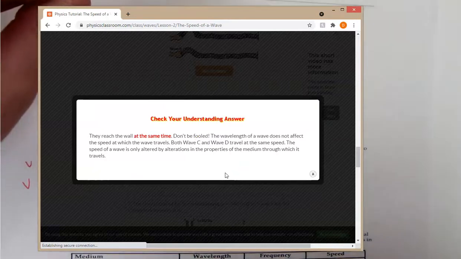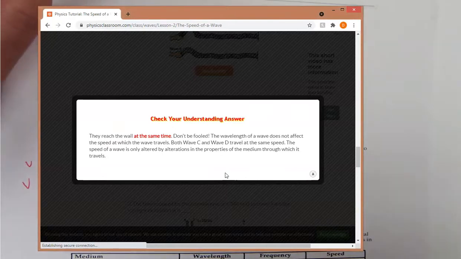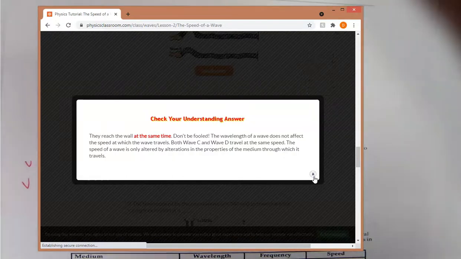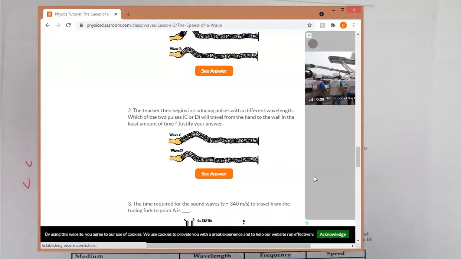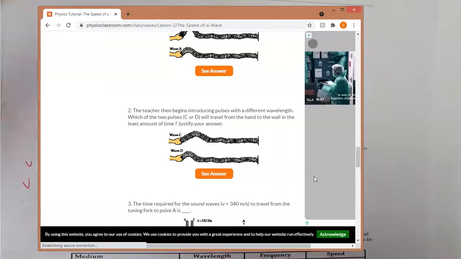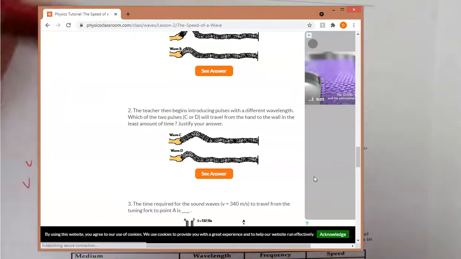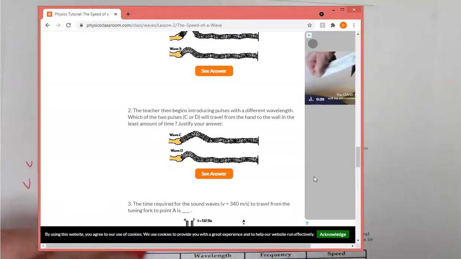The wavelength does not affect the speed at which the wave travels. They will travel at the same speed. The speed of the wave is only altered by the properties of the medium, which means what it's going through, like air or water, in which it travels. Therefore, it's going to reach it at the same speed. That was a lying key, and it betrayed many people, but it's not going to betray you. So, with that being said, they reach the wall at the same time.